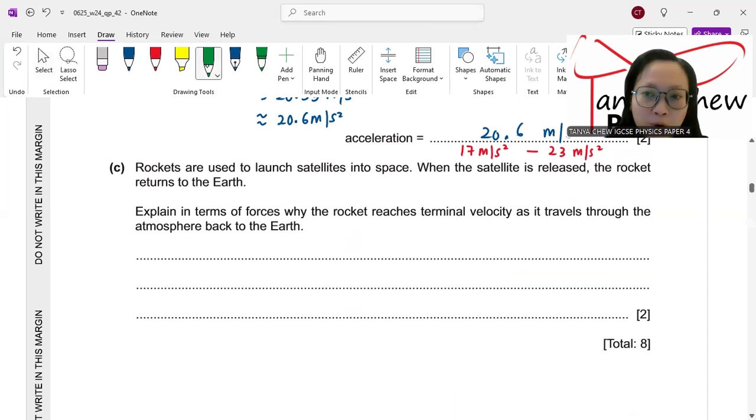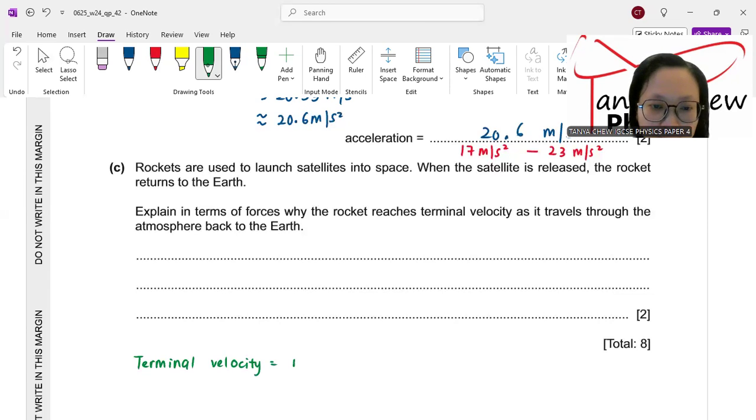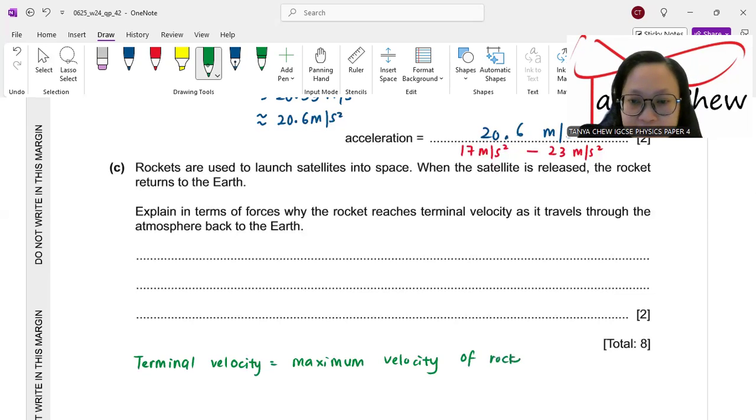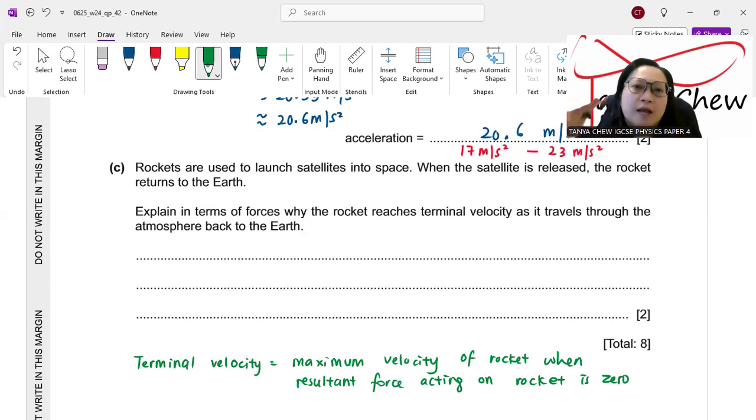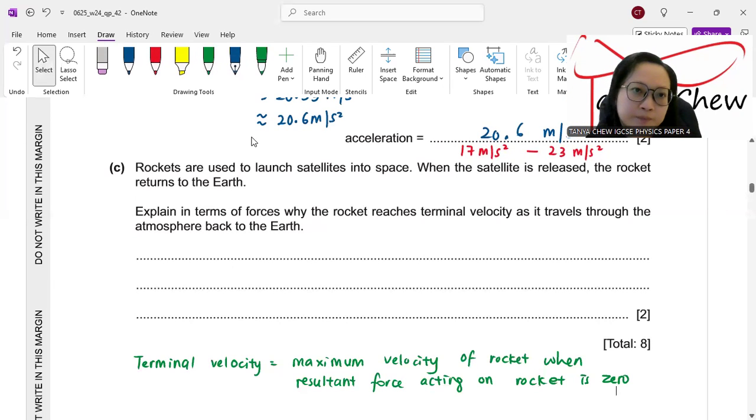So do you still remember what is terminal velocity? I will write this down. Terminal velocity is actually the maximum velocity of the rocket, right? Of rocket in this case, when resultant force acting on rocket is 0. That also means that all the forces acting on the rockets are balanced.